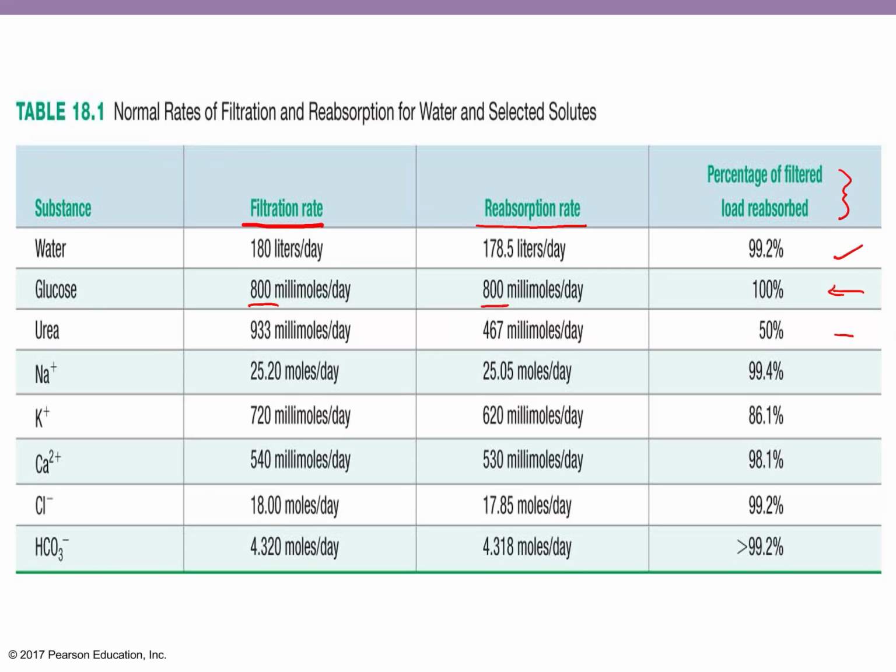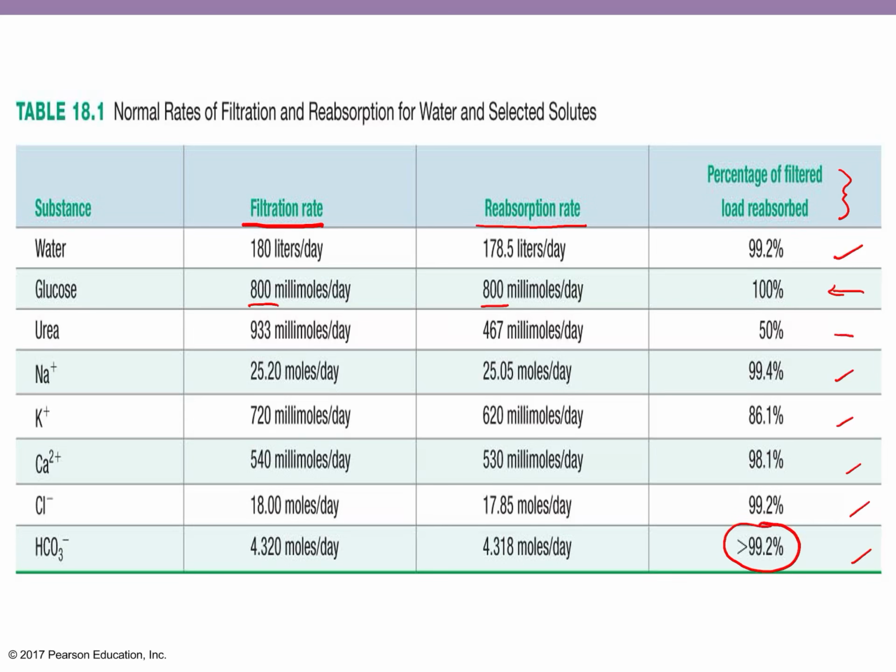Urea is 50% reabsorbed. So you do reabsorb some of urea, but you lose it because it is a waste product from protein metabolism. Salt, we don't lose a lot of salt. We reabsorb that, unless you have a very, very salty meal, then you can lose more of that. Potassium, calcium, chloride, and bicarbonate.